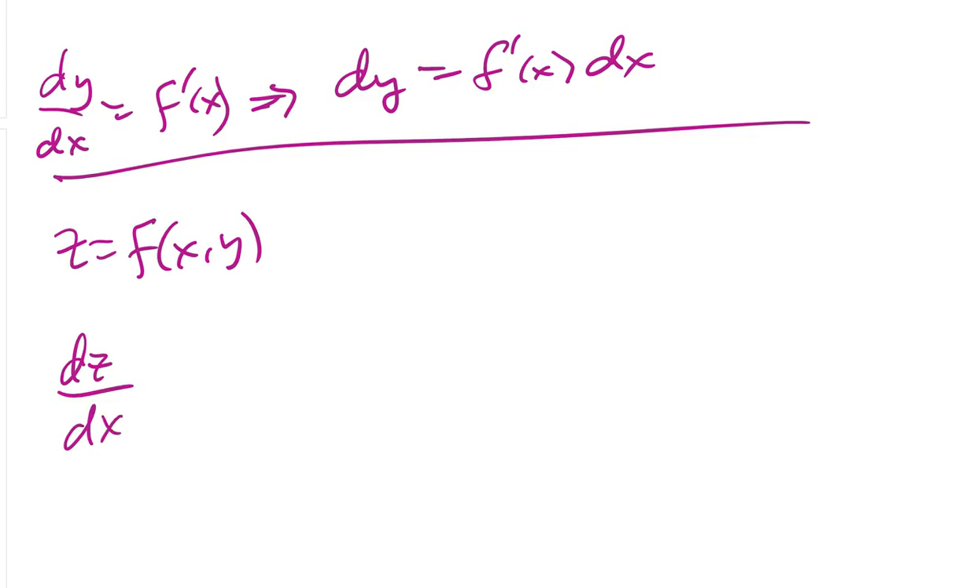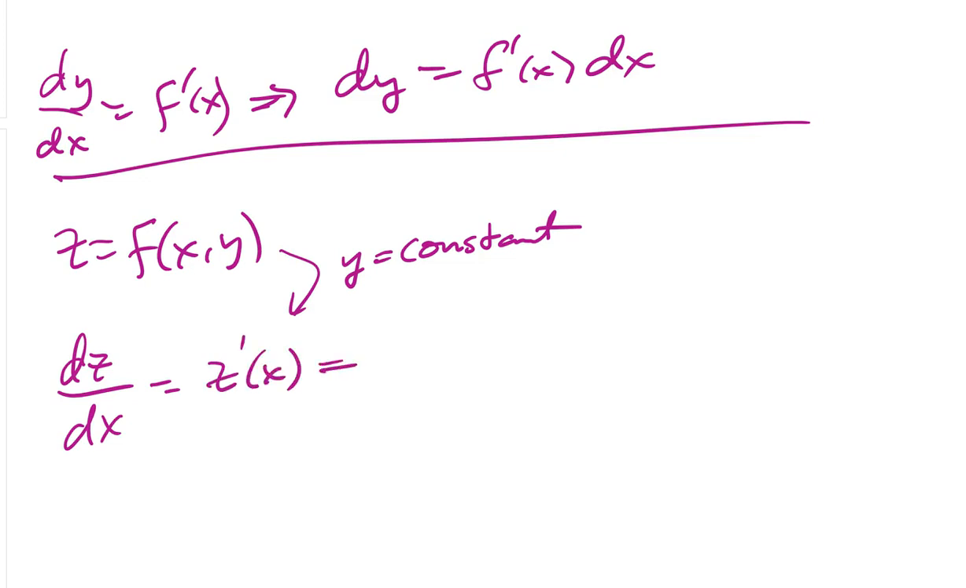So dz dx is, now I'm going to suppose that y is a constant. Y is a constant. All right. So just for a second, since y is a constant, and I'm going to suppose that x and y aren't attached, like it's not x times y squared or anything like that. So if I write just what I wrote up at the top, it would be z prime of x, which we write as the partial of z with respect to x.